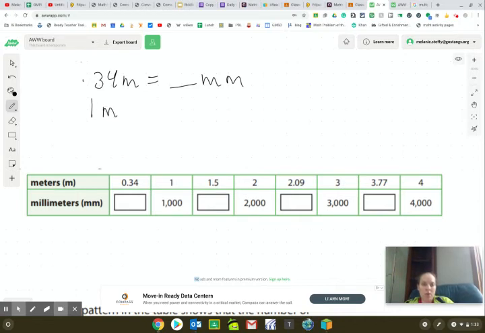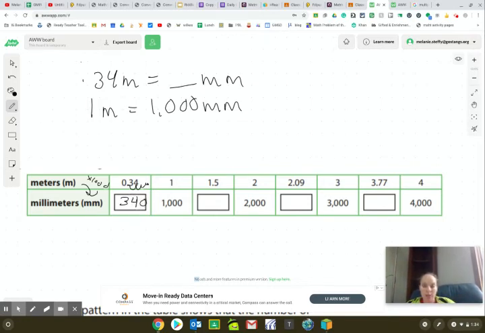We know that 1 meter is equal to 1,000 millimeters. So that's going to help us figure out the pattern here. So we know that each time we're converting from a meter to a millimeter, we are multiplying by 1,000. So each one of these numbers, we have to multiply by 1,000. So when we multiply by 1,000, what are we doing with the decimal? We're moving it 3 place values to the right. So in this case, multiply by 1,000, 1, 2, 3. So that would be 340 millimeters.